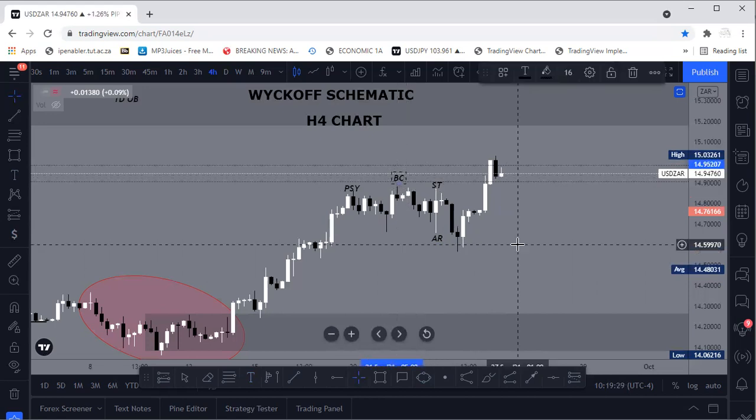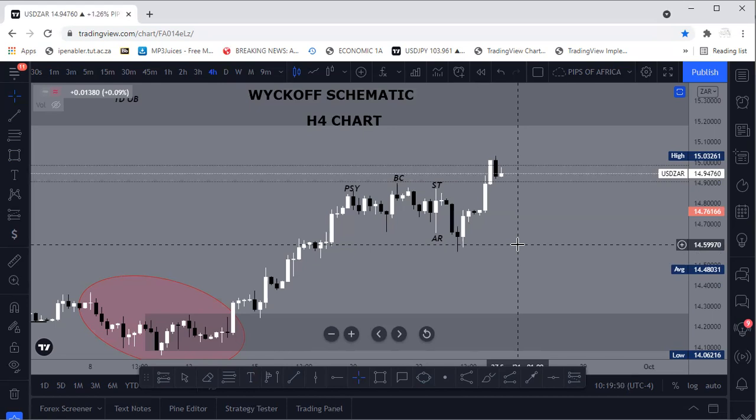Another thing is this: the secondary test has to be below the buying climax. It must not go above the buying climax. The buying climax is above the preliminary supply. It is also above the secondary test, right? The secondary test is below the buying climax.